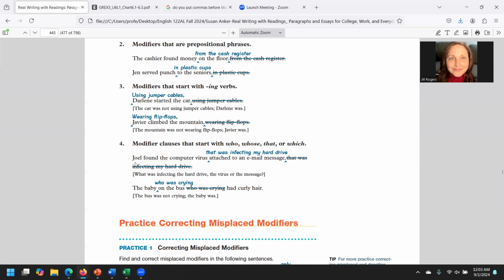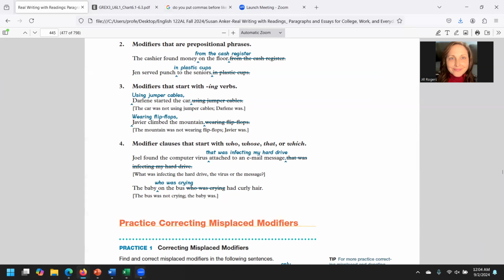So the corrected sentence: Joel found the computer virus that was infecting my hard drive, attached to an email message. And this original sentence is, the baby on the bus who was crying with curly hair. It sounds like the bus was crying. The baby who was crying. So that's why you have to move that phrase next to the thing that's doing the action.